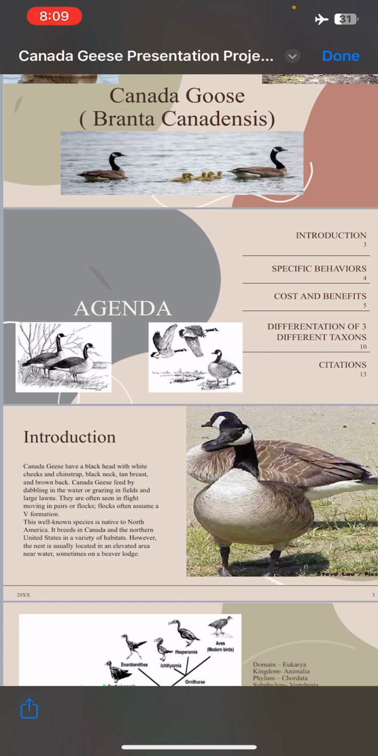And also at the fourth section, I would like to mention the differentiation from three different animals and different taxa and how they react and behave to nature, and then their environments. And then the last section is a citation.